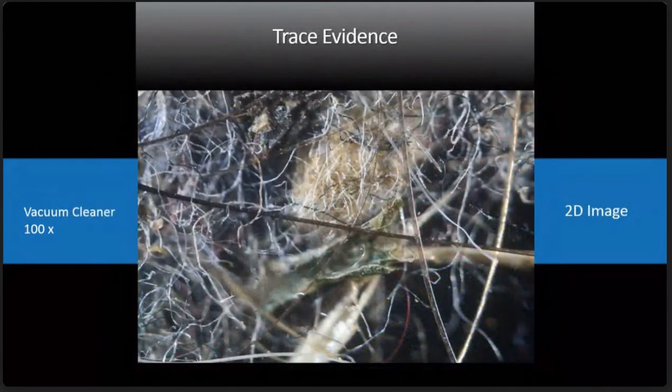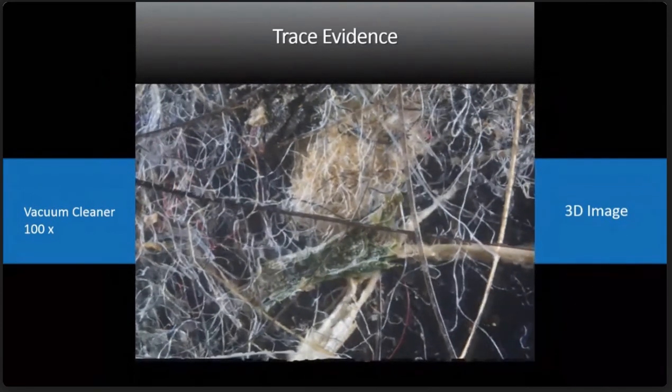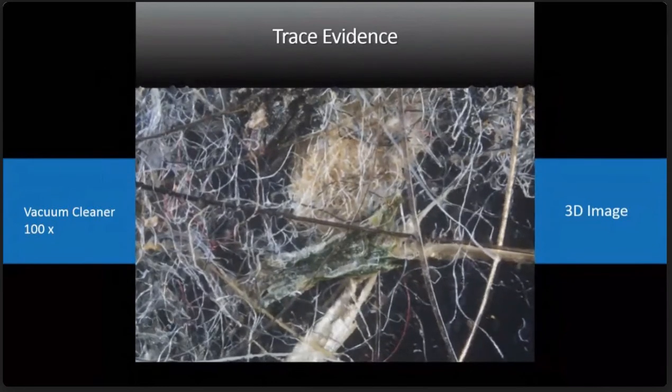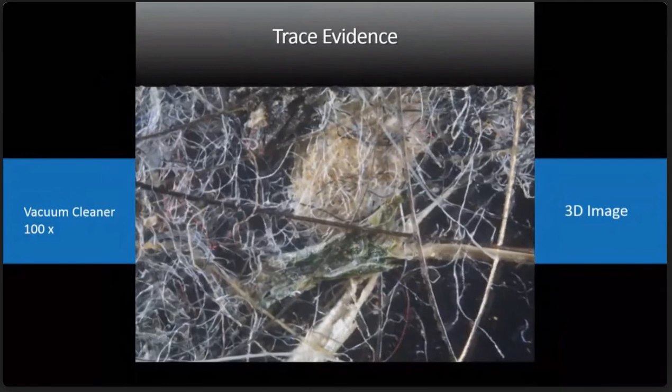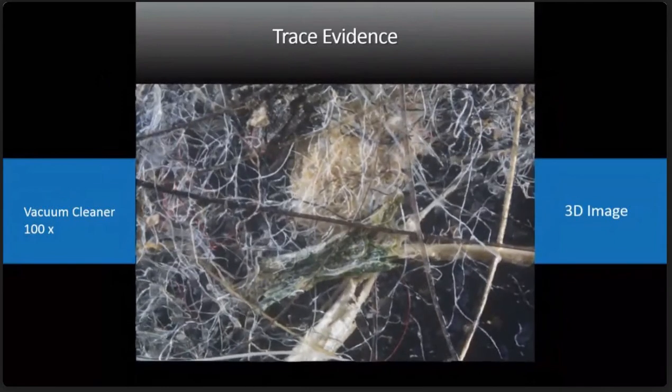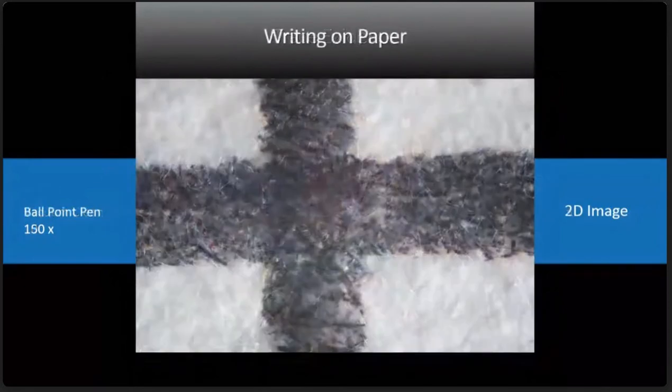This is an example of trace evidence. This is from a vacuum, the contents of a vacuum cleaner. It's a very complex image. It's hard to really tell what's happening there. But when you see it in 3D, now you can begin to see that there's hairs, there's fibers, a bit of plant material there, some dust, some skin cells, various sorts of things.